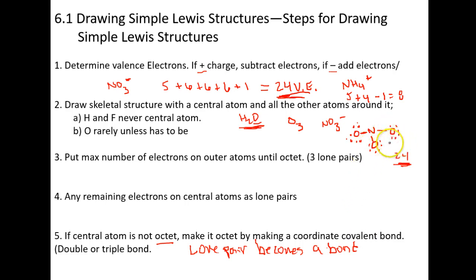So I'm going to take one of these lone pairs. Let me redraw this nitrate over here. So this is where we're at so far. I don't have any remaining, so I skip step 4 because it does not apply. But notice my nitrogen is not octet. I have 2 here, 2 here, and 2 here for 6. So I need to make a coordinate covalent bond. So what you do is you erase one of the lone pairs, and wherever you erased it, you make it into a bond. That's what step 5 is. Now, you can use any lone pair you want. If you wanted to, you could have erased these and made the double bond there.